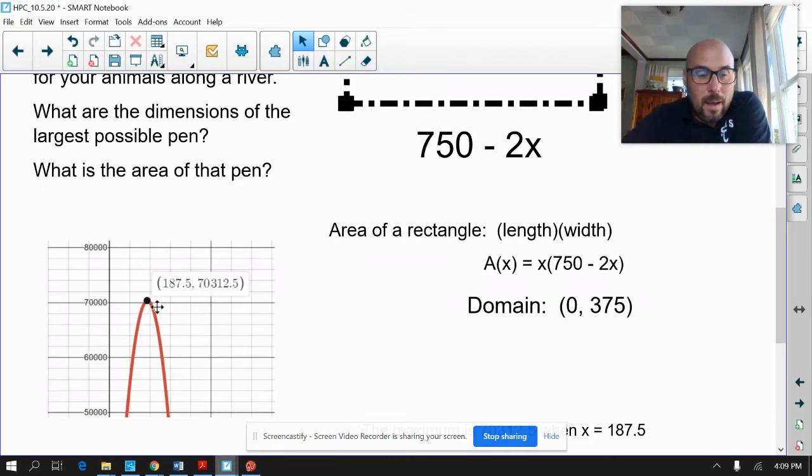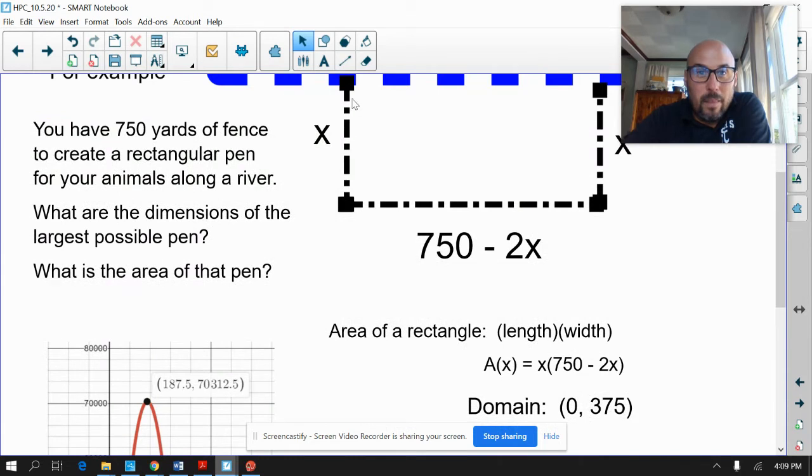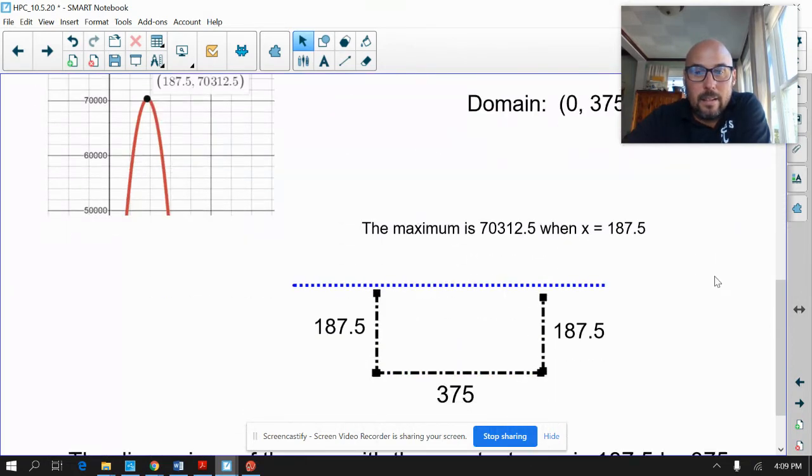And here is the maximum of that quadratic. The max y value is 70,312. So that is the greatest area. And that occurs when x is 187.5. So when this distance is 187.5, so will this one be. And then take 750 minus 2 times 187.5 to figure out this length. And here's the whole answer right here. So this is the final answer, all of this.